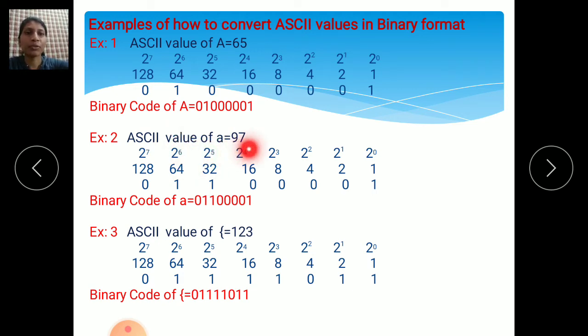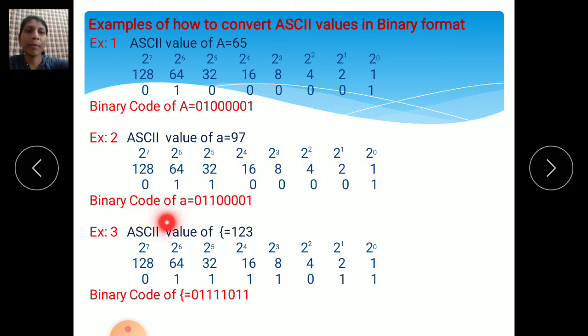Then example 2. ASCII value of small a. The small a value is 97. So how can we convert that 97 into binary code? 2 raised to 7 is 128, 2 raised to 6 is 64, 2 raised to 5 is 32, 2 raised to 4 is 16, 2 cube is 8, 2 square is 4, 2 raised to 1 is 2, 2 raised to 0 is 1. Then see, write down here 97. 97 means 64 plus 32 is 96. So write down 1 here, 1. 64 plus 32 is 96, but the value is 97. So plus 1 means 97, and the others are 0.